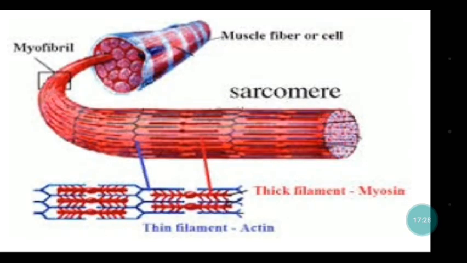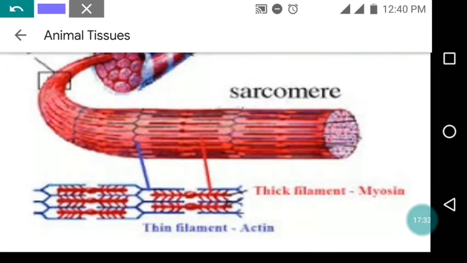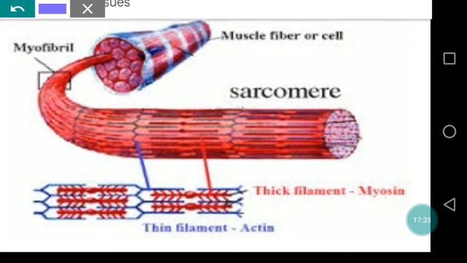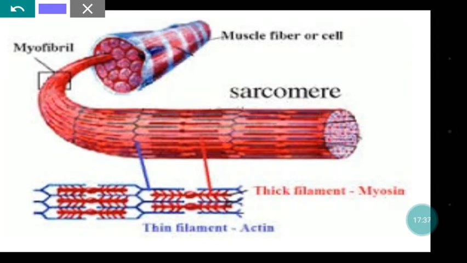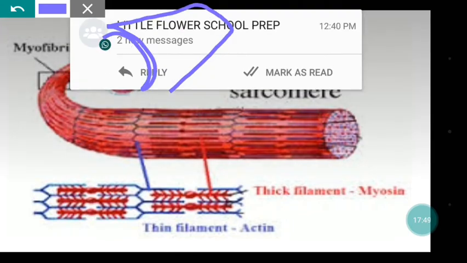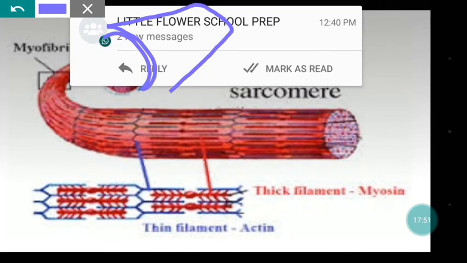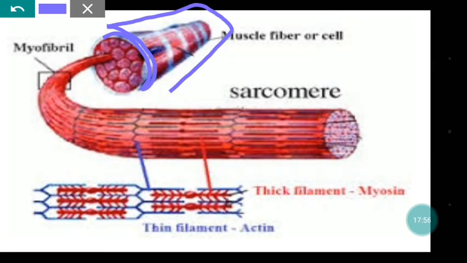So here you can see the muscle fiber or muscle cell. This is one single muscle fiber, or one muscle cell, and from here in the cross section you can see many myofibrils. This is the single myofibril, which has been zoomed in.